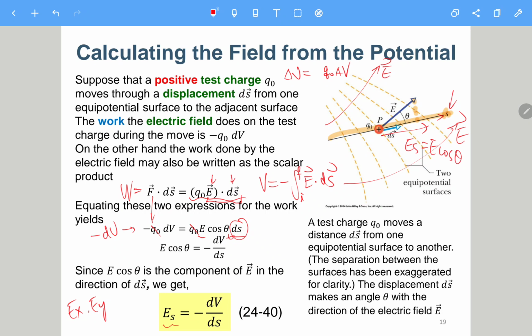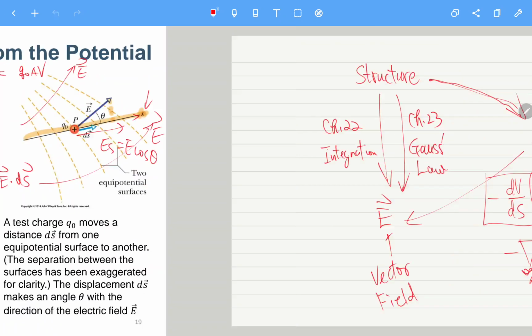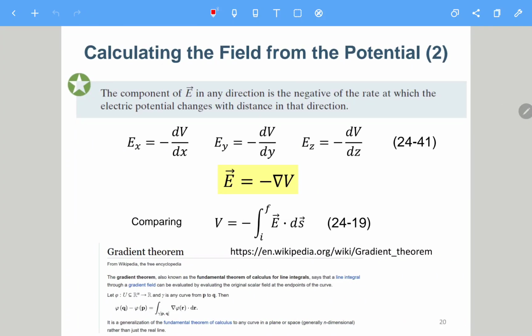So here we try to come up with the reverse version of the previous definition of v. Generally, if we have the x-axis, y-axis, z-axis of the Cartesian coordinate, I've mentioned this many times, Cartesian coordinate, 直角坐标系或者是笛卡尔坐标系. So we have Ex equals negative dv dx, Ey equals negative dv dy, and Ez equals negative dv dz. So we can write it for three dimensions.